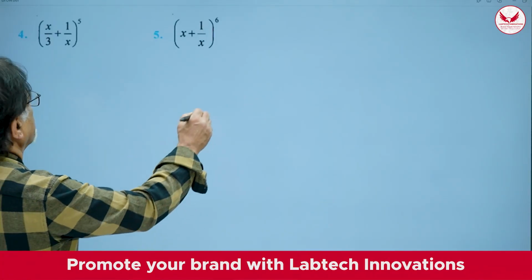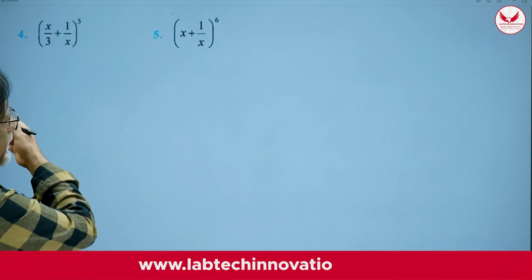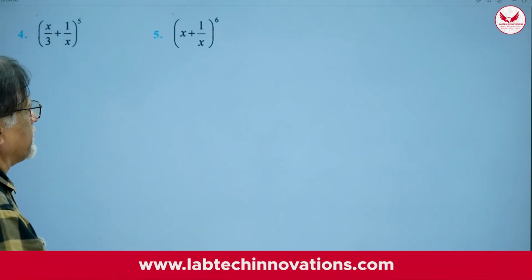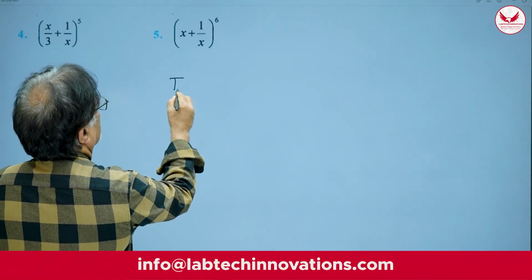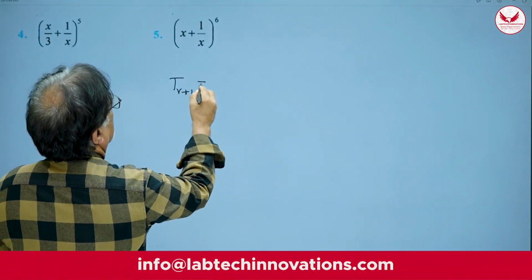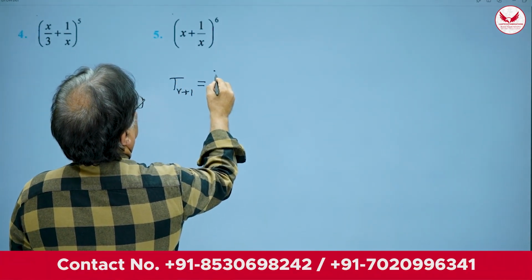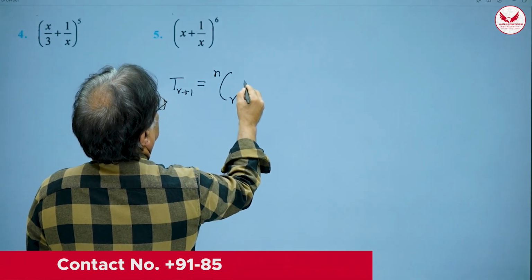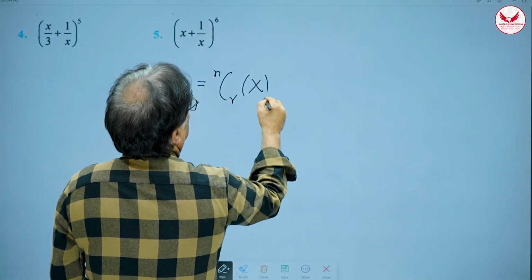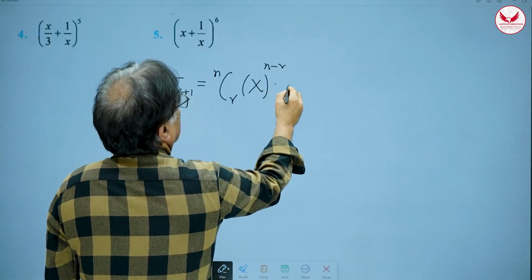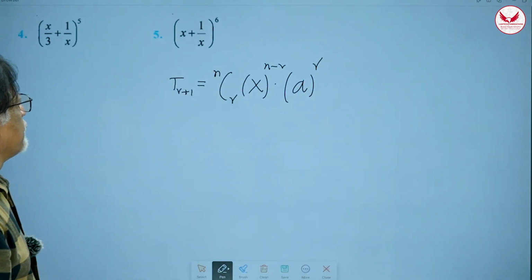Okay. So the next problem is the fourth problem. Now I am going to adopt a slightly different approach because it was quite laborious to write all those terms the way I wrote, right? So all you have to remember here is just the formula for the r plus 1th term. So what is the r plus 1th term? Both the problems here have a plus sign in between. So it will be nCr, then the first term, whatever the first term is, let us call it capital X. Capital X raised to n minus r multiplied by capital A raised to what? r. Correct? This is the general term.